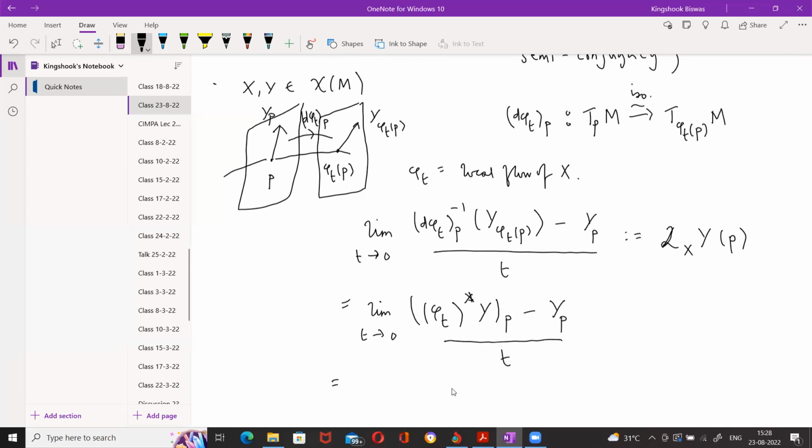So what is this? This is nothing but d/dt at t equal to 0 of the pullback phi t star y at P. Notice this phi t star y at P is a curve in a fixed vector space, in the vector space TpM. I'm taking the vector fields phi t star y, a one parameter family of vector fields, but I'm evaluating them at the same point P. So I'm getting vectors in the same tangent space, a curve in a vector space, and I can take its usual tangent vector at time 0. Is this clear?